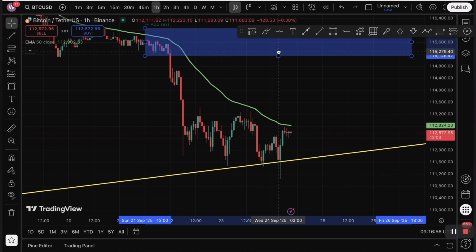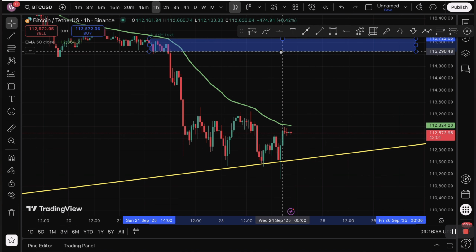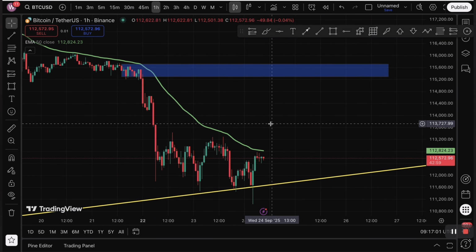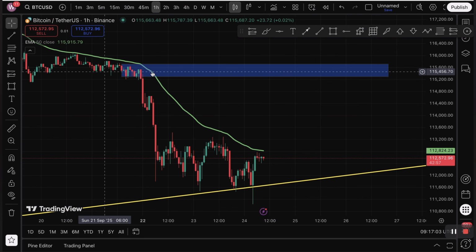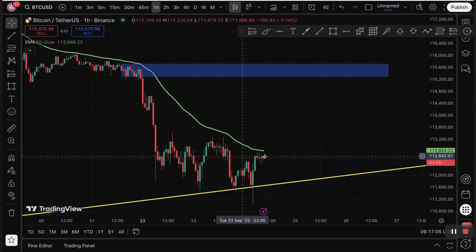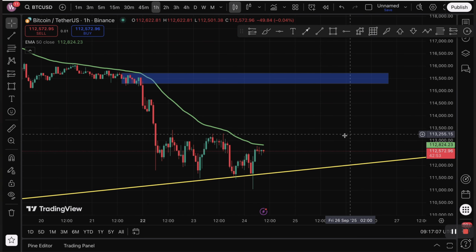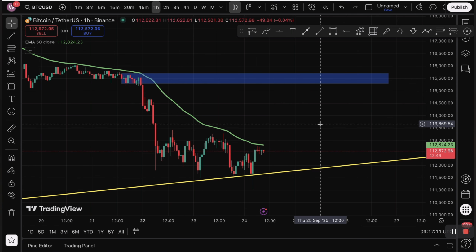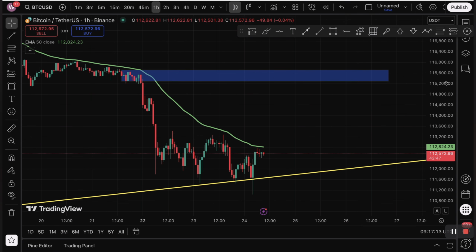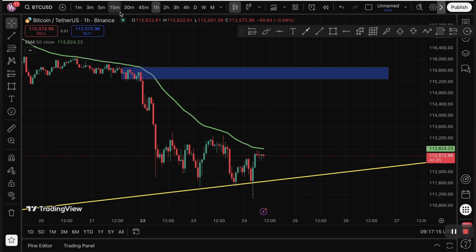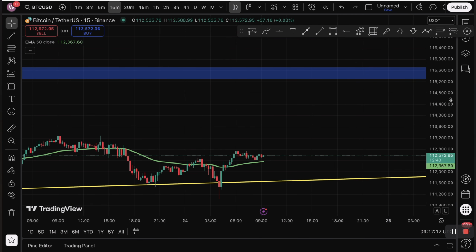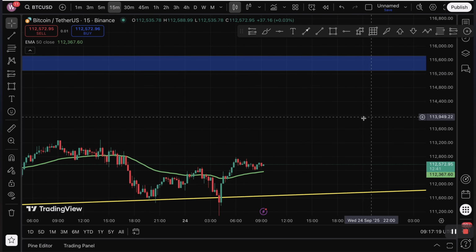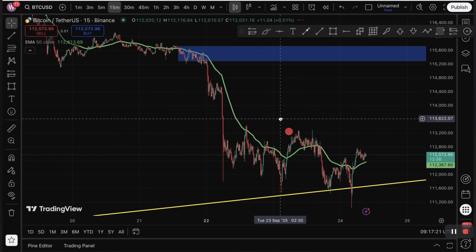I can allow BTC to come to this area, all right, before I take a sell. But in this area, I have already seen some rejection candle here for me to buy BTC. But let me just go to the 15-minute time frame for my entry. All right, the 15-minute time frame will give me some entry level.